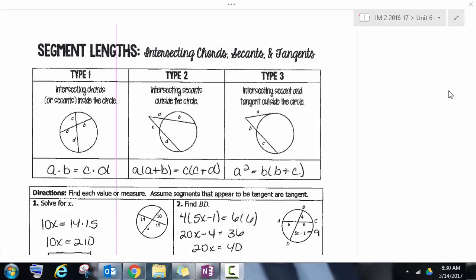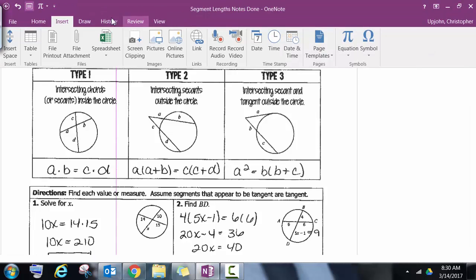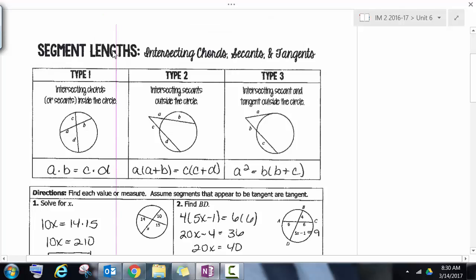Alright, we're going to look at segment lengths. We did angles, now we're looking at segment lengths. We have three different ones we're going to look at today: intersecting chords, intersecting secants outside the circle, and intersecting secant and tangent outside the circle.